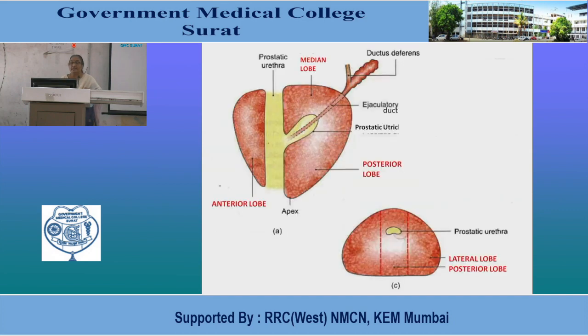Again you can see the diagram. This is the median lobe. The prostatic urethra traverses vertically through the substance and divides the entire glandular tissue into the anterior lobe. This is the posterior lobe, and this is the ejaculatory duct, which divides the median lobe from the posterior lobe. Again you can see the posterior lobe, and on either side of these two are the lateral lobes. The prostatic part of the urethra is visualized in the given diagram.